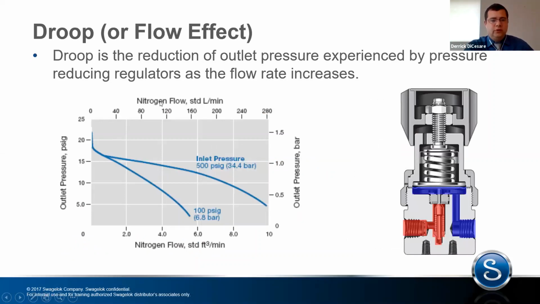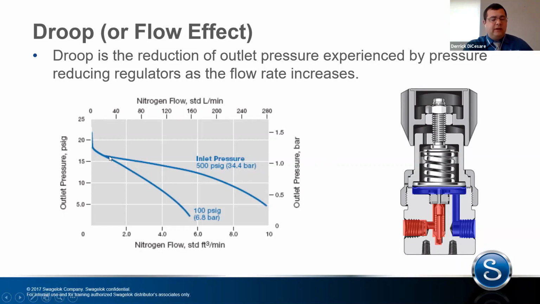Droop. Droop is going to be the reduction of the outlet pressure as we increase flow. So if we were to set our inlet pressure at 500 PSI, our outlet pressure is at around 15 PSI. As we increase our flow, we're going to see that outlet pressure change. So if we think of what happens as we're constantly increasing the flow through here, we're not allowing the pressure to stay inside of the regulator, which means that the force under here decreases. Ultimately, that's going to cause a decrease in the outlet pressure.